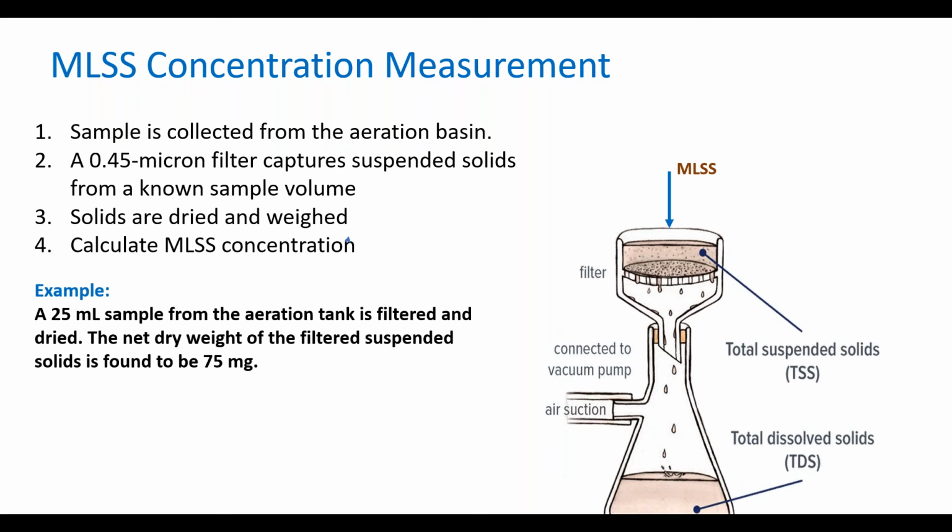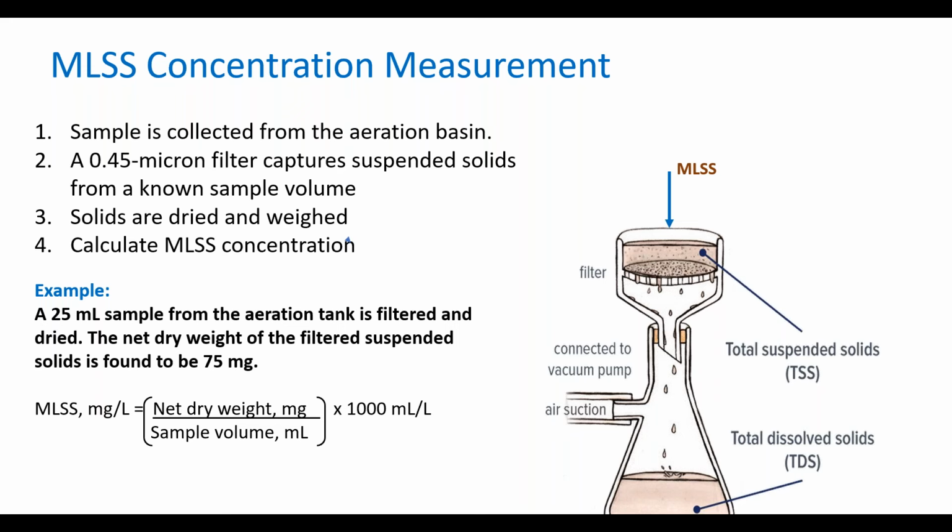Now here's an example. We took a 25 milliliter sample and we filtered and dried the solids, and we found out that they weighed 75 milligrams. And there's a little equation that we can use. The net dry weight, which is 75 milligrams, divided by the volume in milliliters, which was 25 milliliters. That would give us milligrams per milliliter.